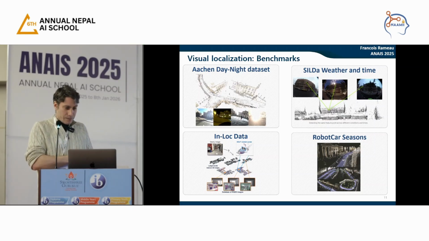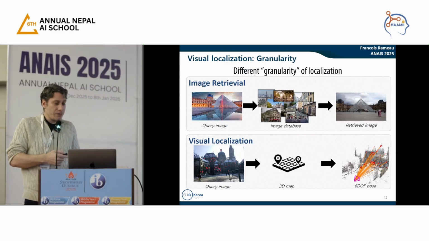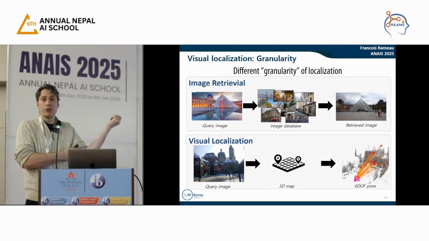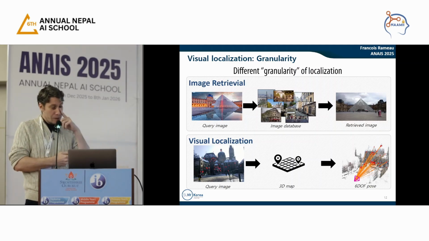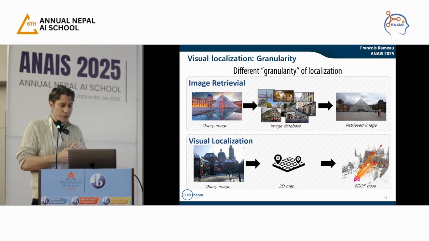So now, when you address the problem of visual localization, depending on the application, you might have different granularity. You might have different accuracy that you want to achieve. And there are basically two levels of accuracy that in general we consider in visual localization.